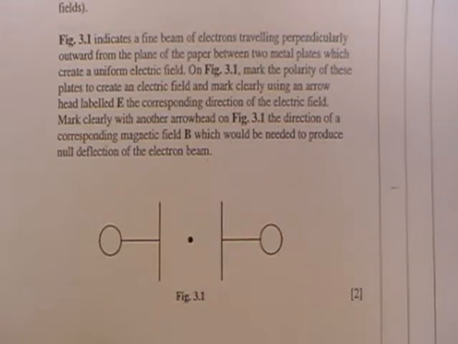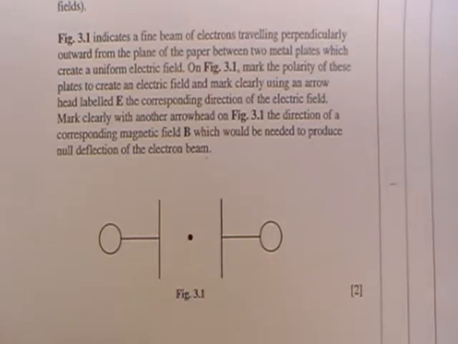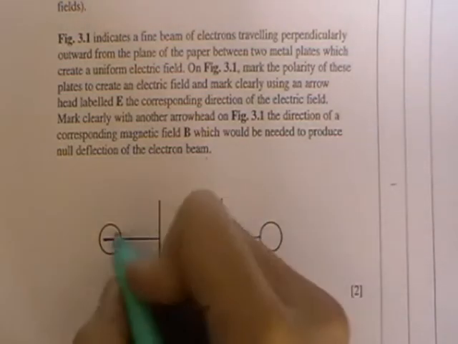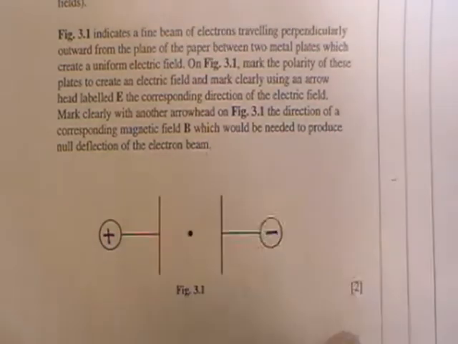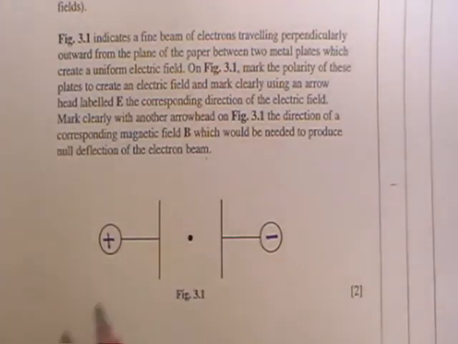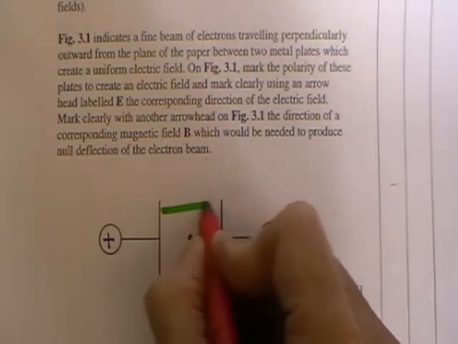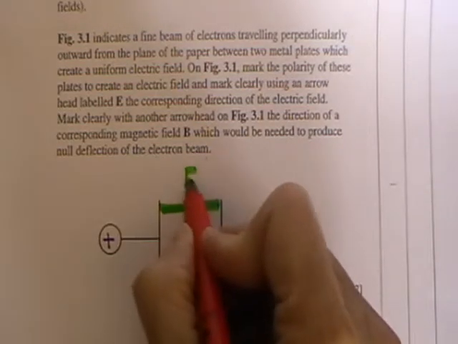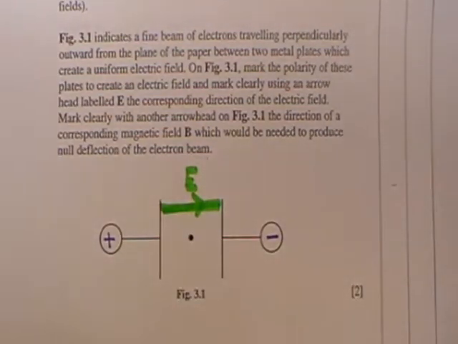Now it doesn't tell you what direction the electrons are moving in, so all you need to do is mark one negative and one positive. In fact, I'm going to put plus here and minus here. And I'm going to draw an arrow in, and that's the direction of the electric field, so it should be a nice straight line across there. And that's the electric field.